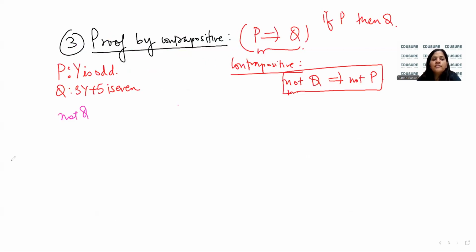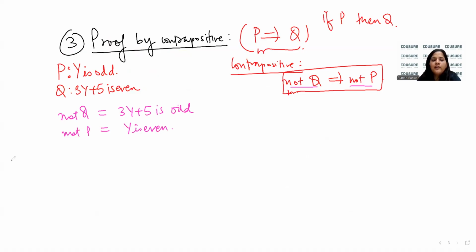Not Q. Not Q is 3y plus 5 is odd. And what do you mean by not P? Not P is y is even. So let us try to prove that not Q implies not P.